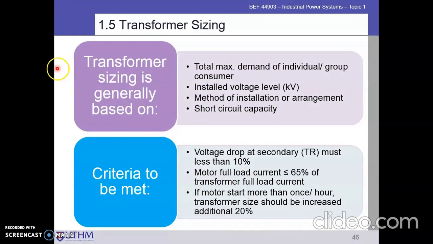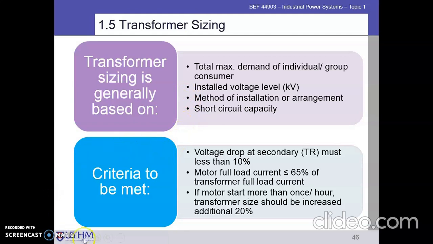Okay, next. The last subtopic, 1.5, is transformer sizing. Transformer sizing is generally based first on the total maximum demand, the total maximum demand of an individual or group consumer. And then the installed voltage level in kV, and also it must be based on the method of installation or arrangement, and also the short circuit capacity here.